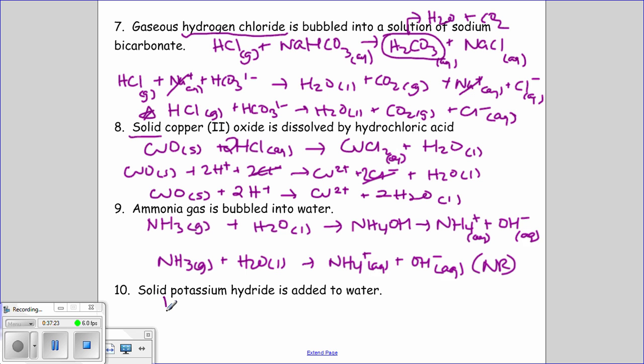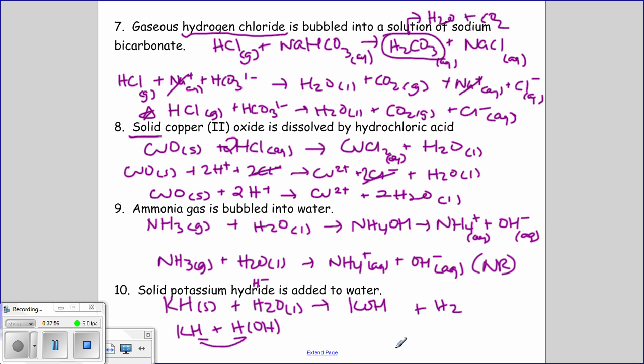Last one, solid potassium hydride. So remember, hydride is just hydrogen with a 1 minus charge. That's H1 minus. So potassium and hydrogen is potassium hydride. And it's solid. Don't forget to label that. Is added to water. That's liquid. Making, all right, I'm going to rewrite this as KH plus HOH. The H can come together, so that's KOH. And then these two hydrogens come together, which is H2. So that's hydrogen gas.